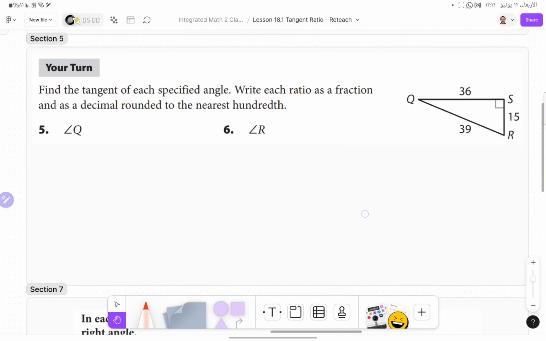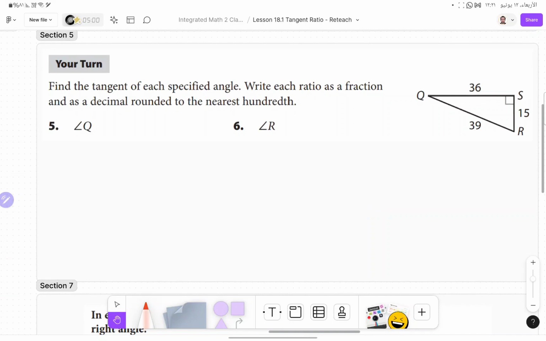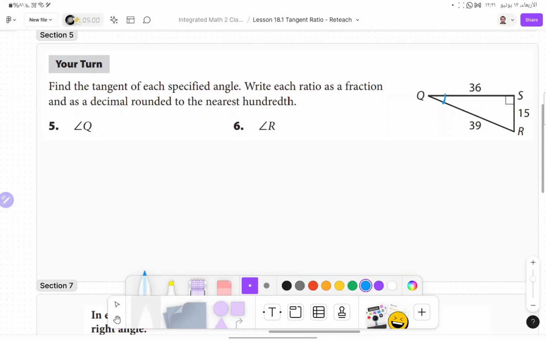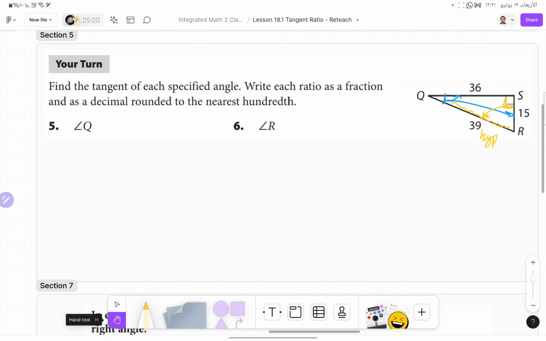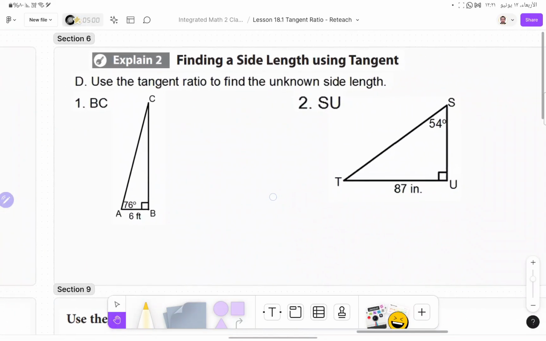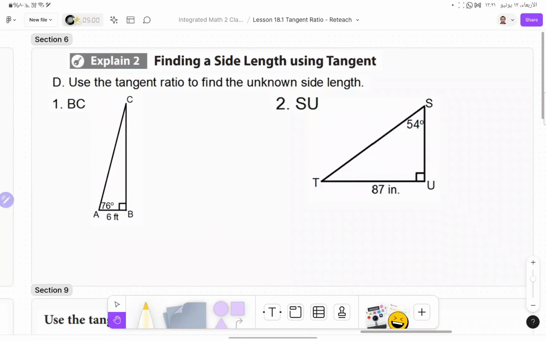Now it's your turn. Try to do the ratio for Q. I will just help you with the opposite. As you can see, this is angle Q. Which one is the opposite side? This one here is the opposite side. Which one is the adjacent? It's QS. Okay, which one is the hypotenuse? It's always related to the right angle. The side opposite this right angle, this one here, is my hypotenuse. Don't forget. Now let's find the ratio using the tangent.